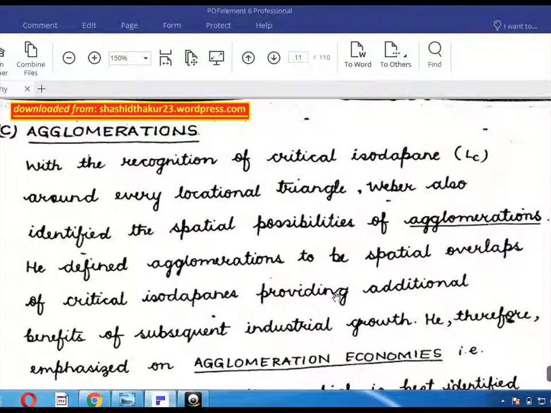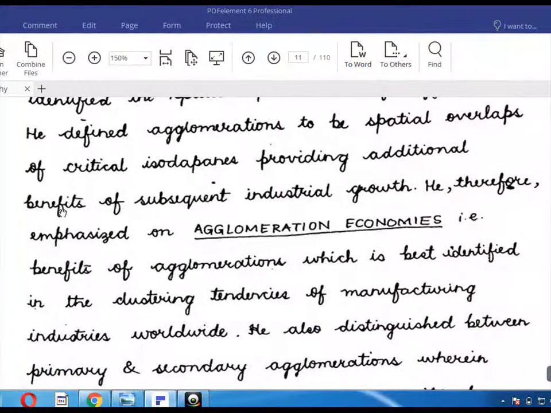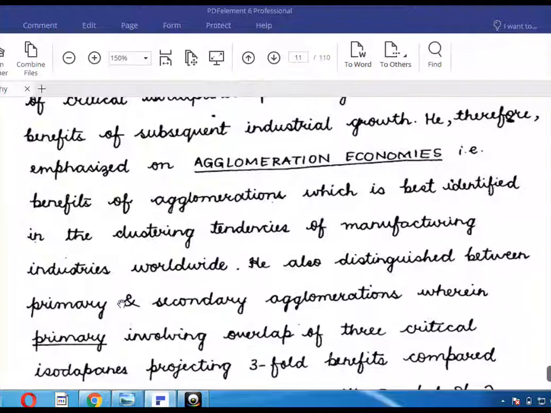Next, agglomeration. With the recognition of the critical isodapane and labor cost around every locational triangle, he also identified the special possibilities of agglomerations. He defined agglomerations to be special overlaps of critical isodapanes, providing additional benefits of subsequent industrial growth. He therefore emphasized agglomeration economies, that is the benefit of agglomeration, which is best identified in the clustering tendencies of manufacturing industries worldwide.